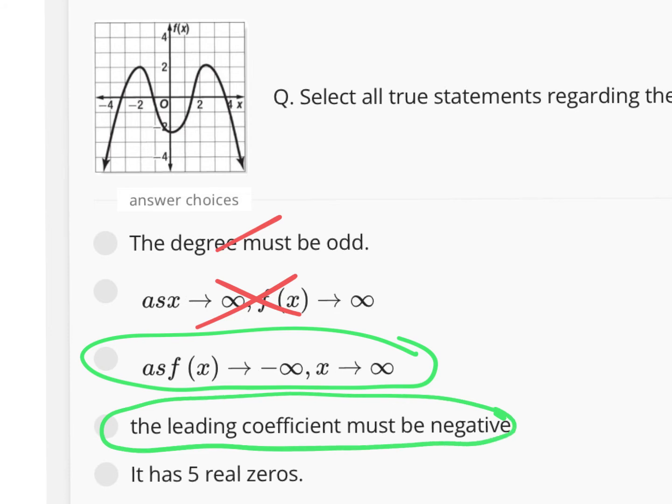Last but not least, it says it has 5 real zeros. To be able to answer this, you need to know what a real zero is. A real zero is a real answer. A real answer is an x-intercept. And as you can see, we have 1 x-intercept, 2, 3, 4. We do not have 5 x-intercepts. So we do not have 5 real zeros. Only 4 real zeros in this case. Moving on.